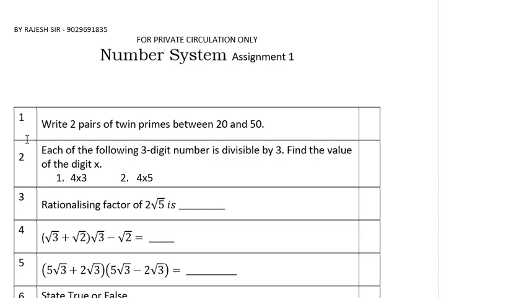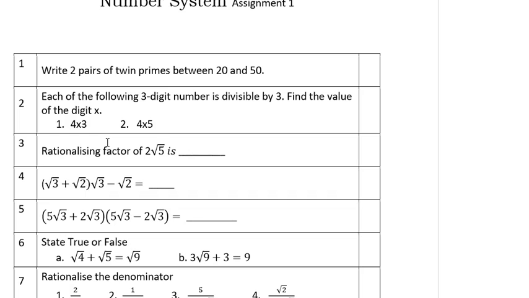First question is, write two pairs of twin primes between 20 and 51. Now, what do you mean by twin primes? Twin primes are prime numbers having a difference of 2. So easily you can find twin primes between 20 and 50.